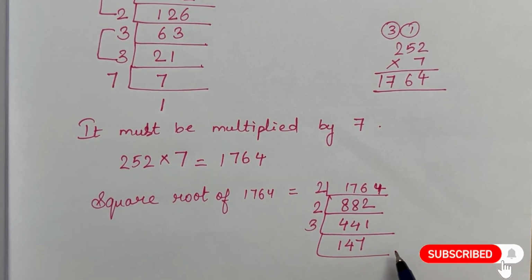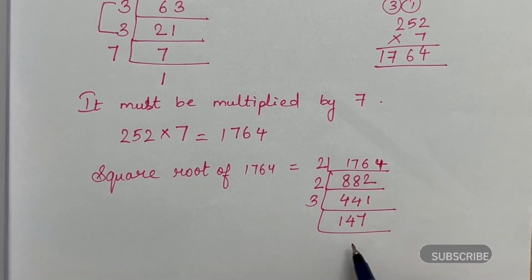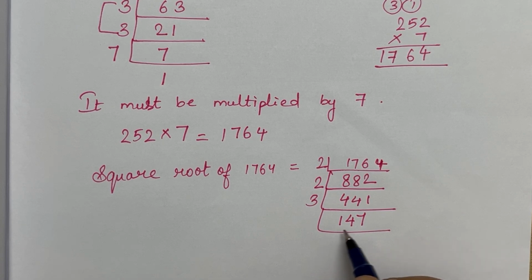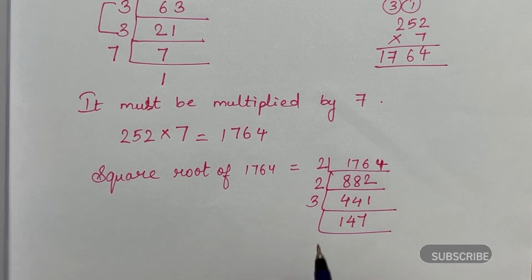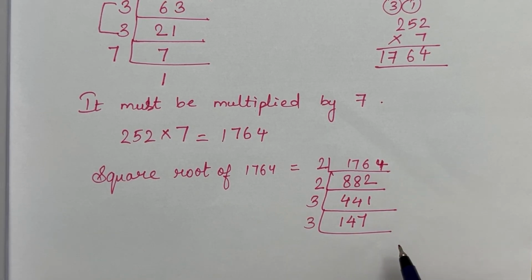Now let's check whether this is divisible by 3. 1 plus 4 is 5. 5 plus 7 is 12. Yes, this is divisible by 3.